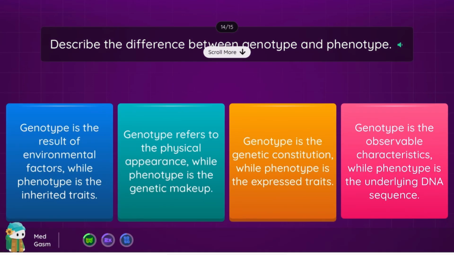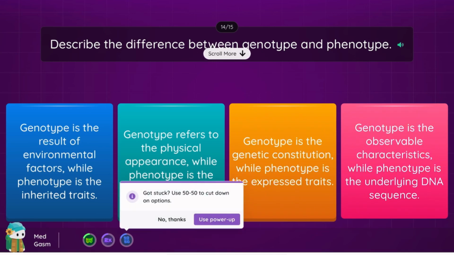Question. Describe the difference between genotype and phenotype. Option 1. Genotype is the result of environmental factors, while phenotype is the inherited traits. Option 2. Genotype refers to the physical appearance, while phenotype is the genetic makeup.